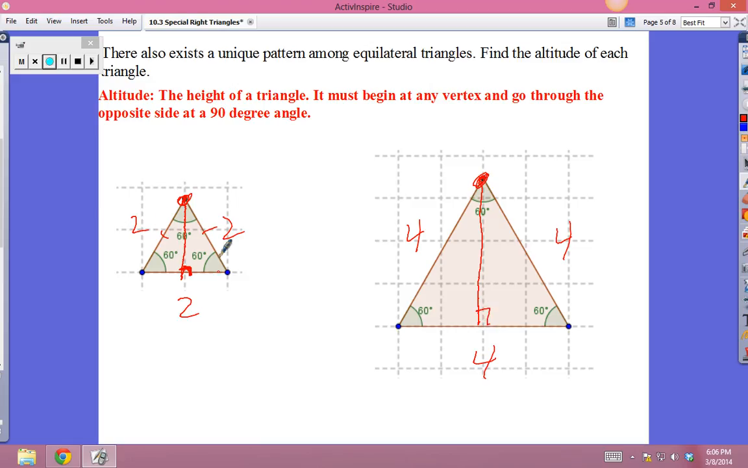So we're going to create a 90-degree triangle. So we're going to cut this equilateral into two halves. There's one half. This is 60. And this angle up here is going to get cut in half, and it's going to be a 30, 60, 90.